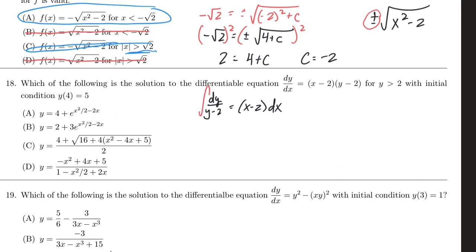And now we can integrate to get rid of the dy and dx. On the left-hand side, we have 1 over something, so it's going to be the natural log of y minus 2. On the right-hand side, it's going to be x squared over 2 minus 2x plus c.